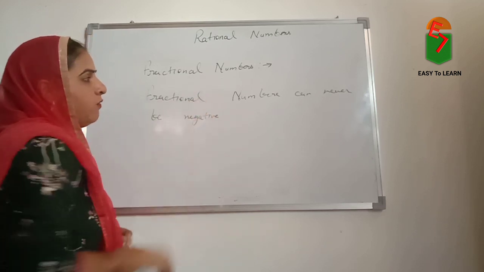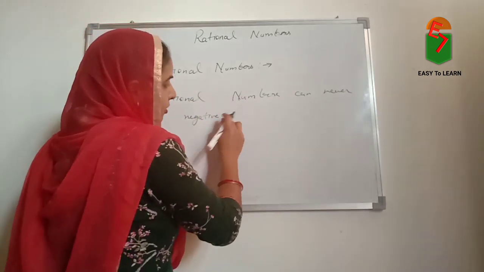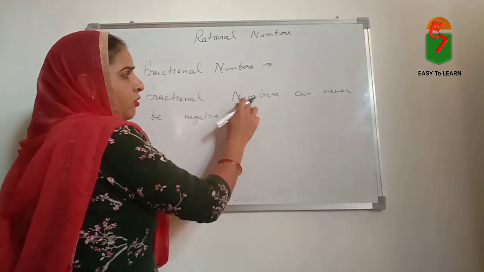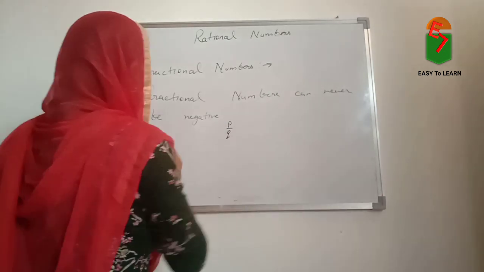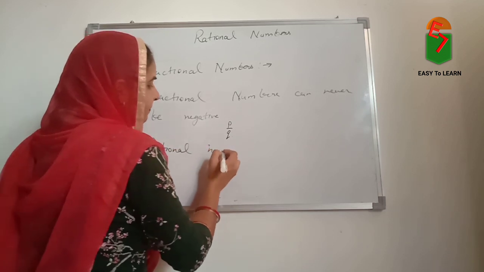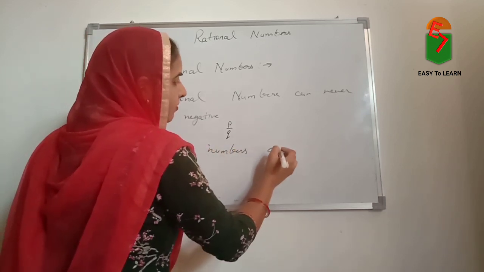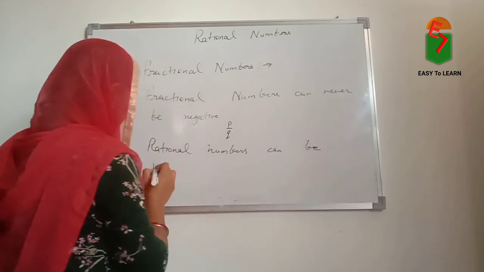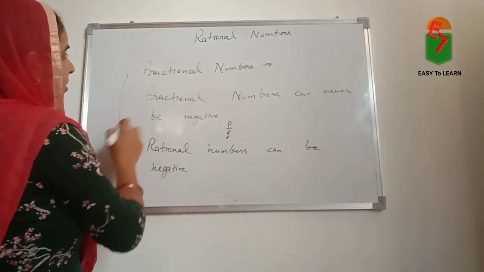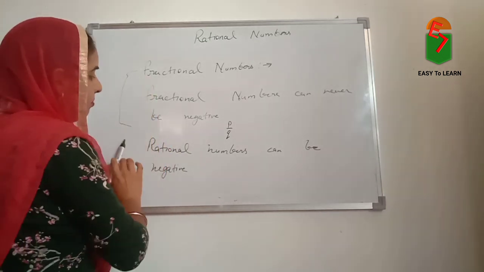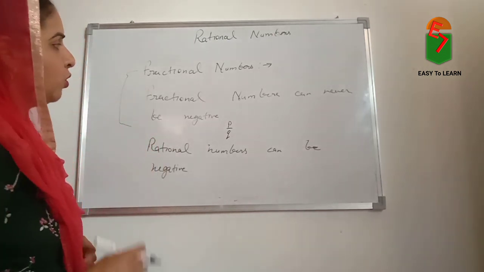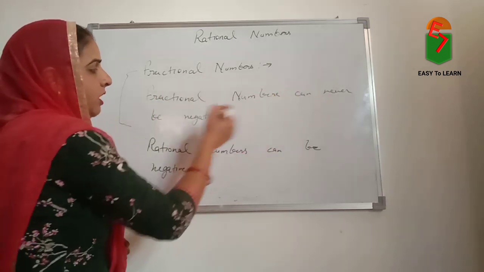It is also in the form of p by q. Rational numbers are also in the form of p by q, but fractional numbers cannot be negative, and rational numbers can be negative. From this we see that all fractional numbers are rational numbers, but not all rational numbers are fractional numbers, because fractional numbers can never be negative.